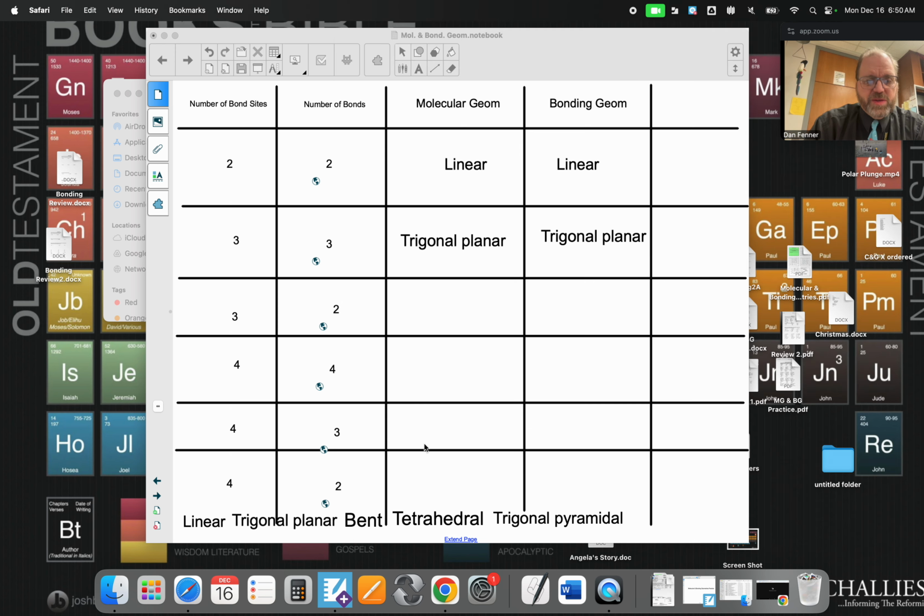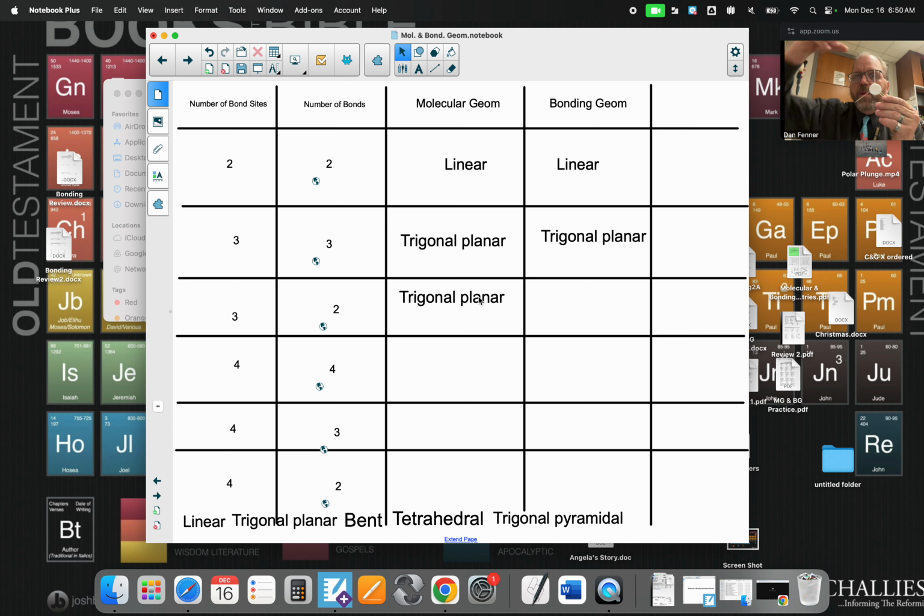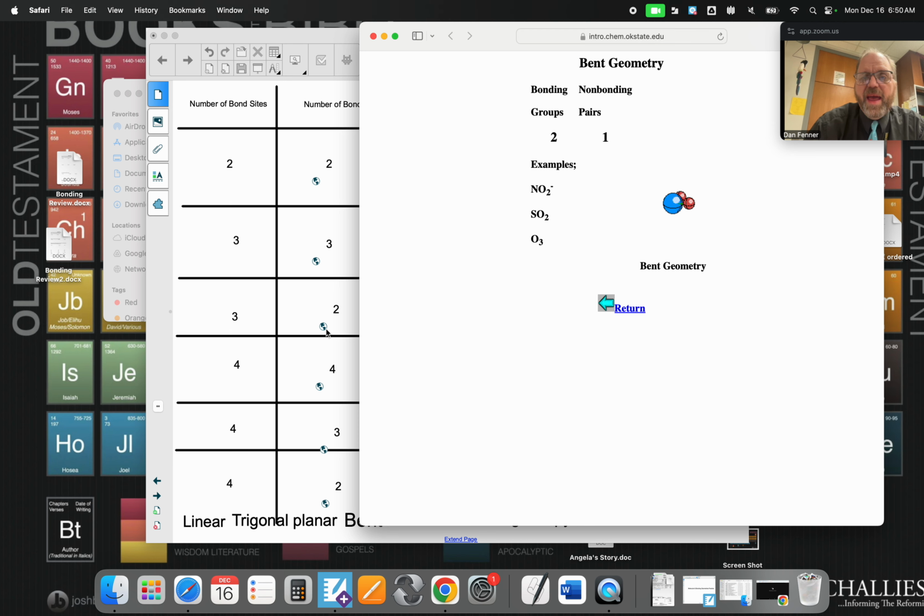All right, now we get interesting. Oh, no, it's not yet. I'm sorry, I got ahead of myself. So three bond sites, two bonds, trigonal planar. But now we take this one and we lose one. So we don't have a straight line anymore. Instead, the line is bent. So the bonding geometry is bent. And there's the structure. We see the triangle with one point missing because it's an electron pair pushing those down. There we go. That's bent.